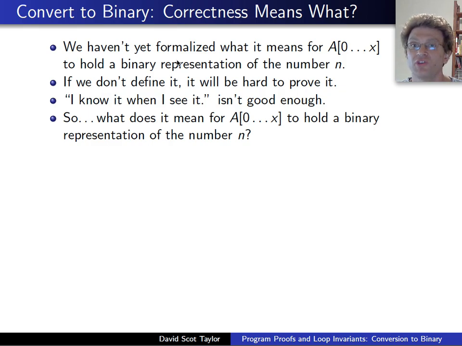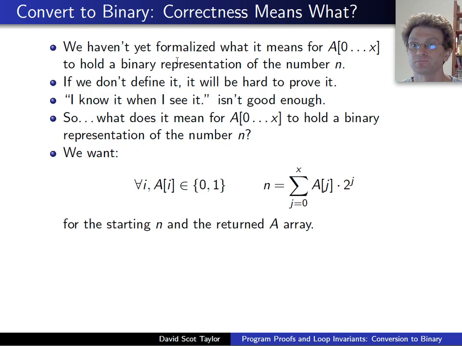So what does it mean to say that we're putting this number n into binary representation and storing it in array A? First of all, when we say it's a binary representation, we're expecting that all the values of our array A will be either 0 or 1, binary values. And secondly, if we interpret each of those values as being whether or not we have a given power of 2, we expect the summation of powers of 2 to be equal to n, where n is the number we're converting into binary.